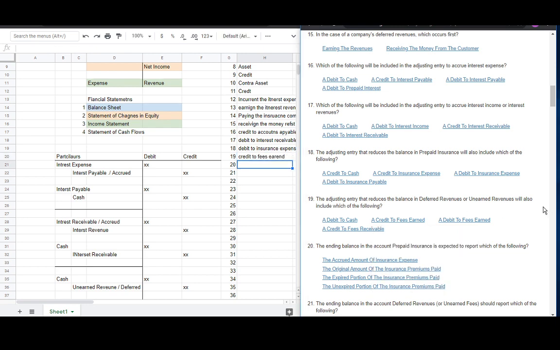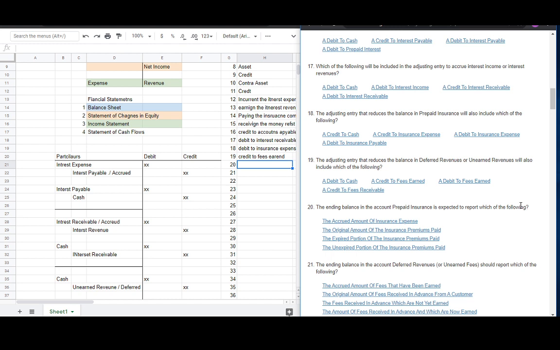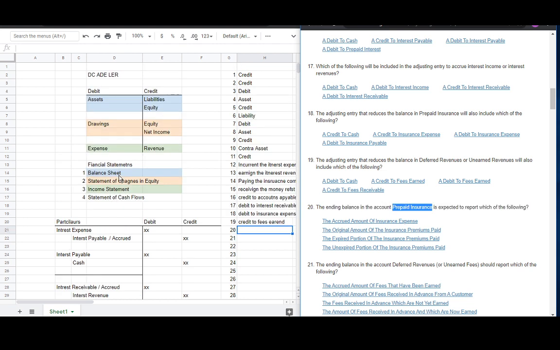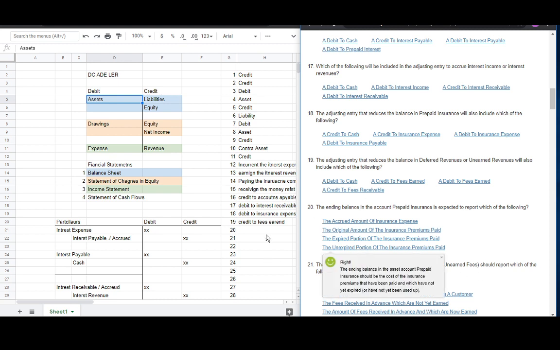And number 20, the ending balance of the account prepaid insurance is expected to report which of the following? Take note of the word prepaid. Prepaid is an asset, it has a future economic value. So hindi pa siya napapanis. Hindi pa siya na-expire. So it is the unexpired portion.